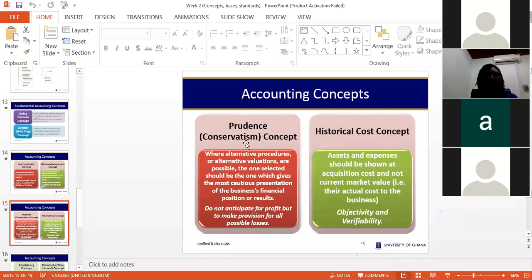The other concept is the Prudence Concept, or conservatism. Okay, the conservatism.